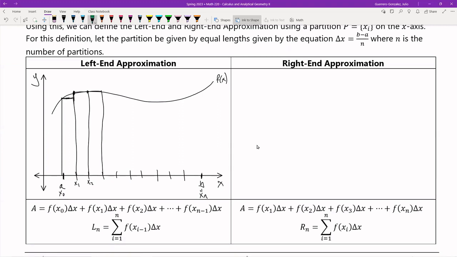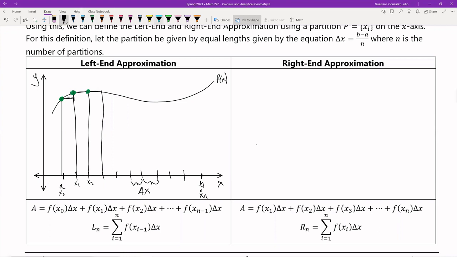So what I want everybody to see is that for each one of these rectangles, I am basing the height off of the left endpoint of each one of our intervals, okay? And we're going to find the area for each one of these rectangles. And remember how I said that this was a regular partition. So each one of these widths is delta x. Each one of these rectangles is delta x wide.